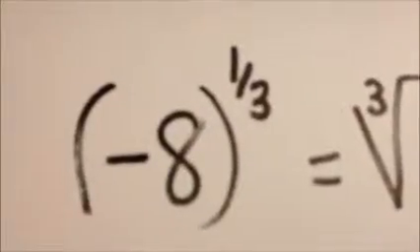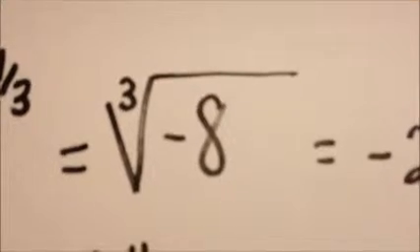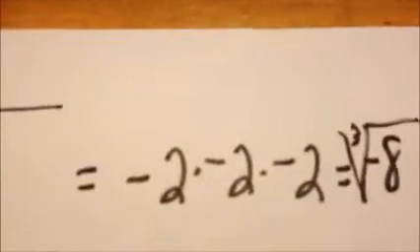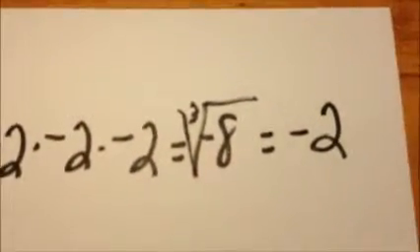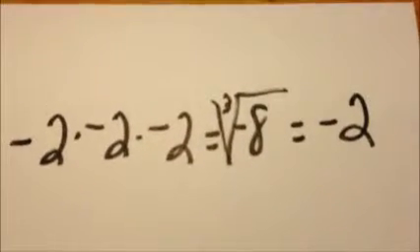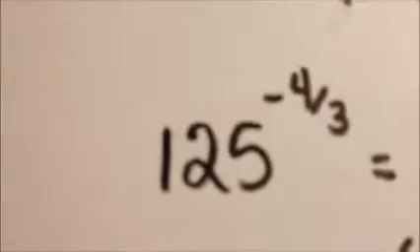Okay, let's look at -8 to the 1/3 power. So this says I'm going to take -8 and take the cube root of it this time. So now we're looking for three things. So the cube root of -8 would be -2, because -2 times -2 times -2 is going to give me a -8.